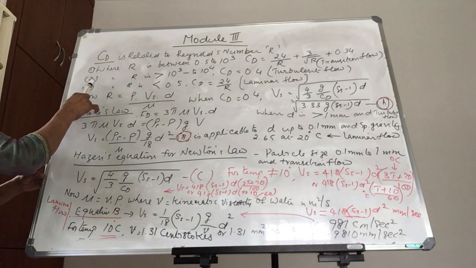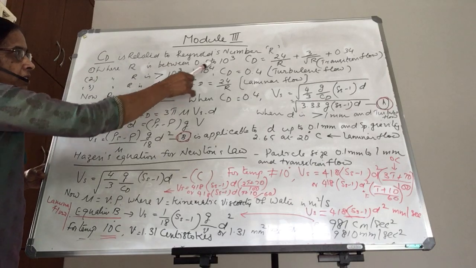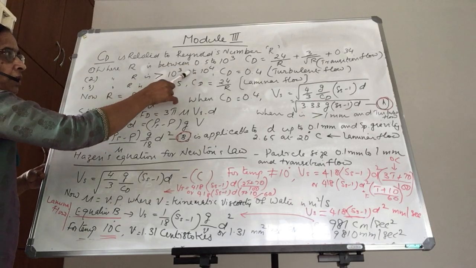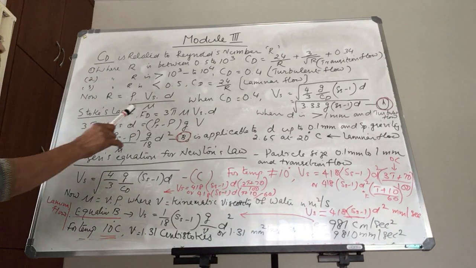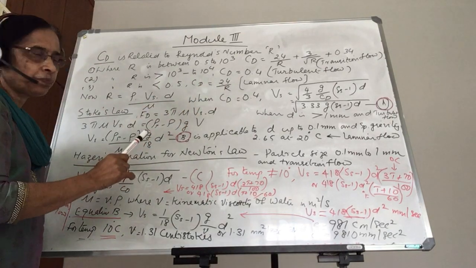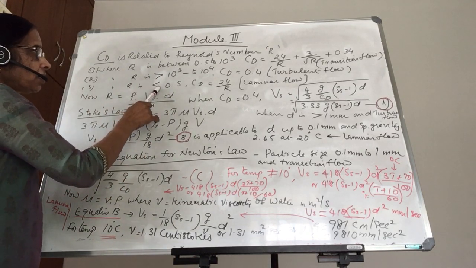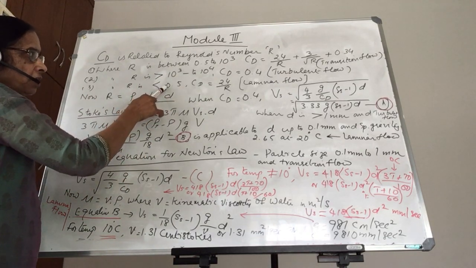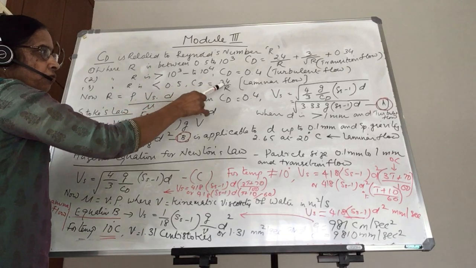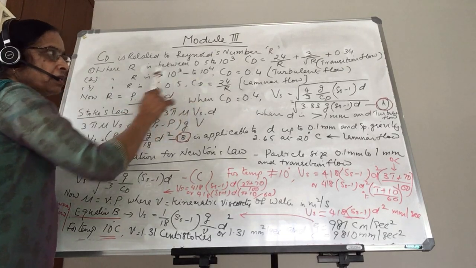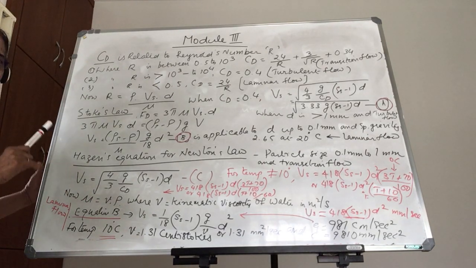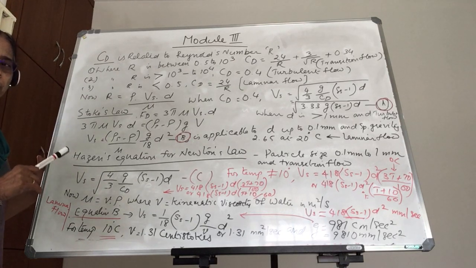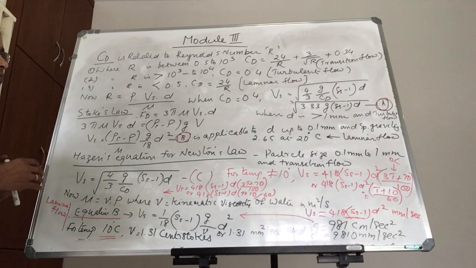And when R is greater than 10 to the power 3 and it is up to 10 to the power 4, that is turbulent flow, and CD is equal to 0.4. And when R is less than 0.5, CD is equal to 24 by R, and that is the laminar flow condition. So in the laminar flow condition, CD is equal to 24 by R and the R value is less than 0.5. And in the case of turbulent flow, CD is equal to 0.4.